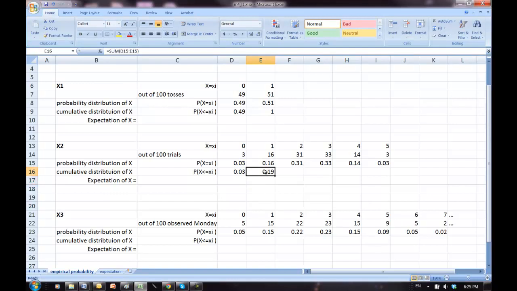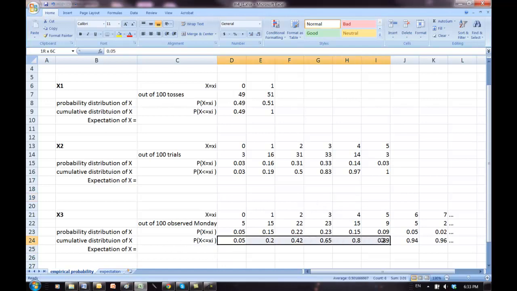And I'm going to again use the dollar sign to lock the column D so that I can drag and copy correctly this formula to calculate the cumulative probability for the remaining values. So I just apply the same logic on the third variable here.